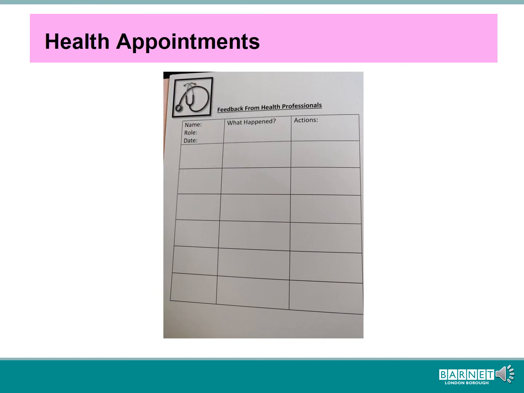So the other page under health appointments is about feedback from professionals. It's not a big page, so it doesn't require a huge amount of information. It just needs your name, role, date, what happened, and the actions taken, really.